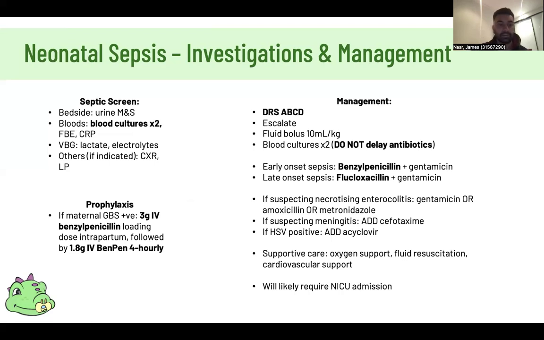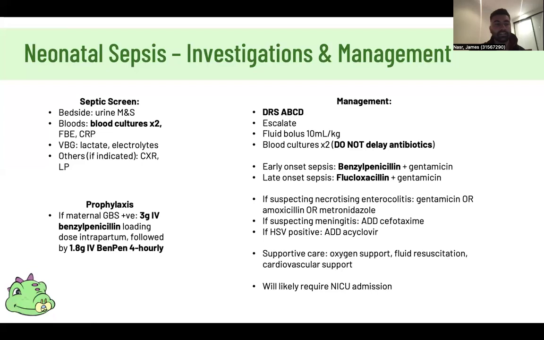Doing a VBG will likely show elevated lactate, particularly if they're in septic shock, and then doing electrolytes as well, given that they're probably not going to be feeding as well as they would. Any other investigations are dependent on the clinical picture. So doing a chest X-ray if you suspect a respiratory cause, and doing an LP if you suspect something like meningitis.